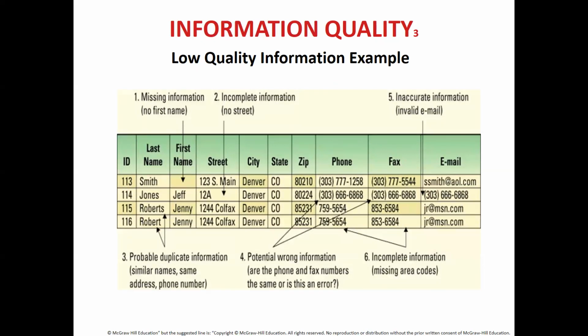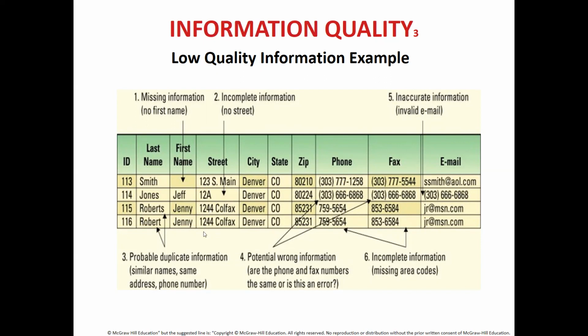The second point is incomplete information. How come it is incomplete? There's no street name. Look at the first one, 123 S Main, and then you have 12A where the street name is missing, and then you have 124 Colfax. With all the different types of data, the street name is missing over here.